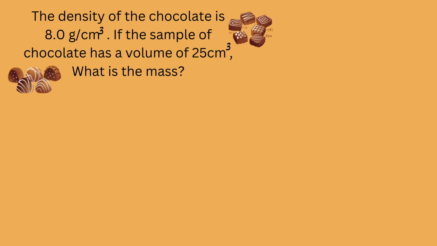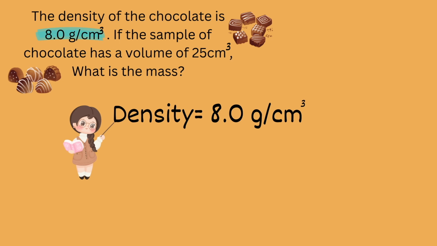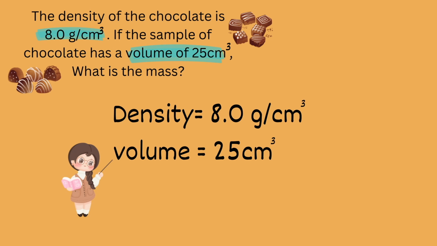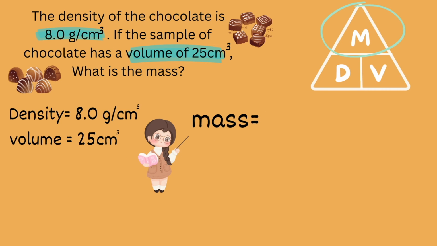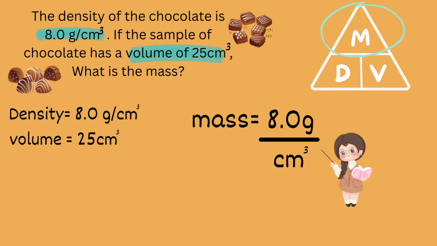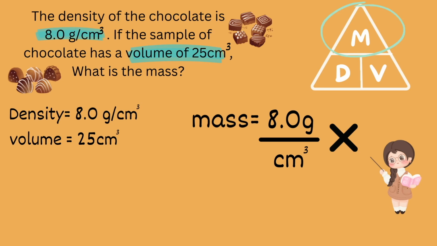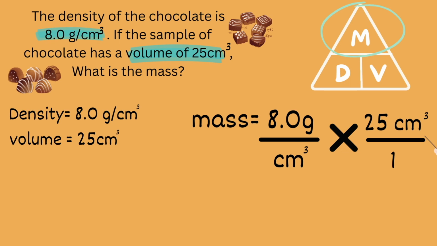The density of the chocolate is 8 grams over centimeter cubed. If the sample of chocolate has a volume of 25 centimeters cubed, what is the mass? Here we're given the density and the volume, and all that's missing is the mass. If we look at our pyramid, it tells us to find mass, we need to multiply density times the volume. So our density is 8 grams over 1 cubic centimeter, times our volume, that's 25 cubic centimeters over 1. If we look close, notice our centimeters cubed cancel out.